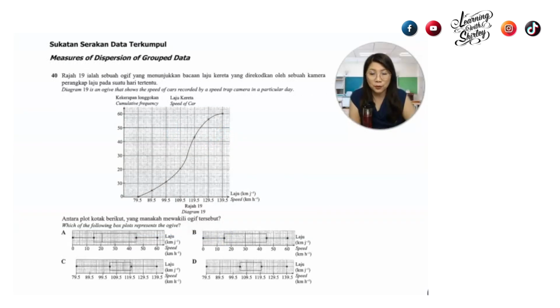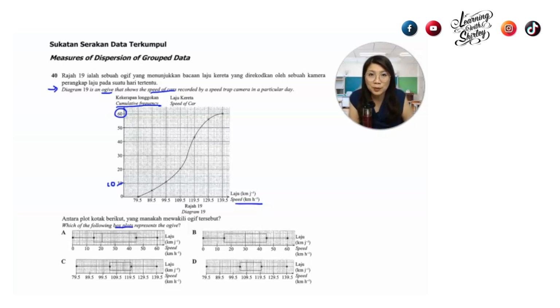Let's look at question number 40. Measures of dispersion of grouped data. Diagram 19 shows an ogive that shows the speed of cars recorded by a speed trap camera in a particular day. We have an ogive here, cumulative frequency, maximum value is 60, and here is the speed in kilometers per hour. There's a typo here, it's supposed to be 10. Very rarely there will be a mistake, but anyway, this is 10. Let's read on. Which of the following box plots represents the ogive?